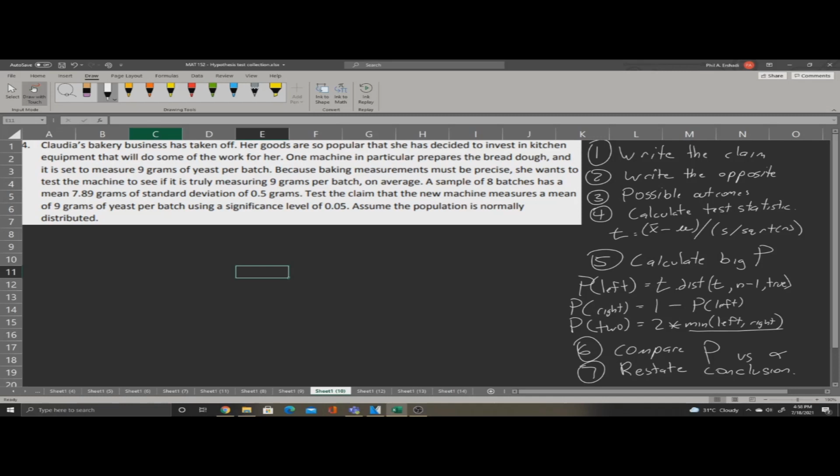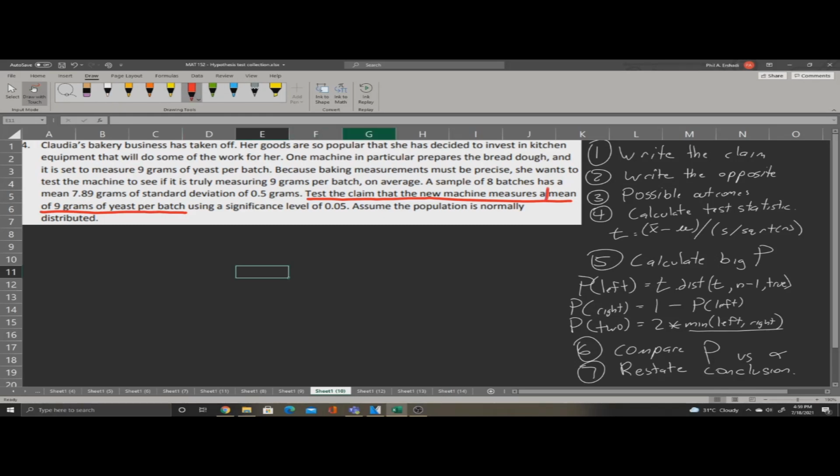Here we'll do some more practice with means. Now we have a long question to read here, but let's look for the word claim. We're going to test the claim that the new machine measures a mean of 9 grams of yeast per batch. Now, we didn't see any less than, or greater than, or at least, or at most. So, the only thing left is equal to.